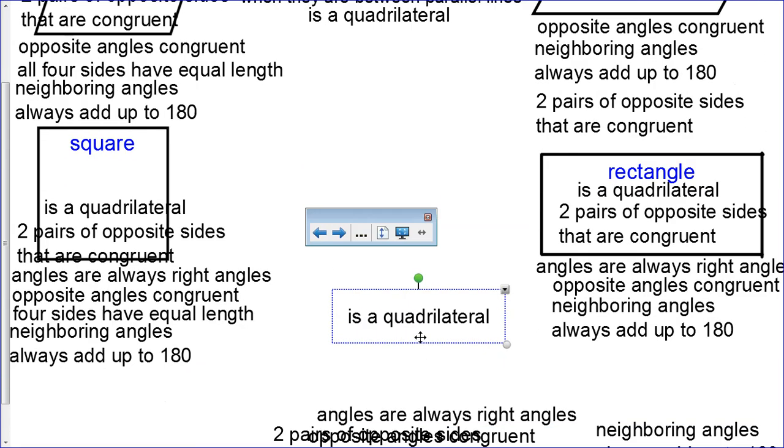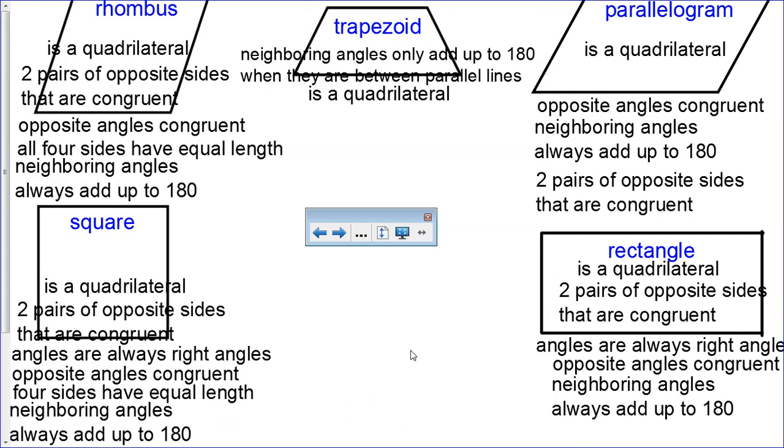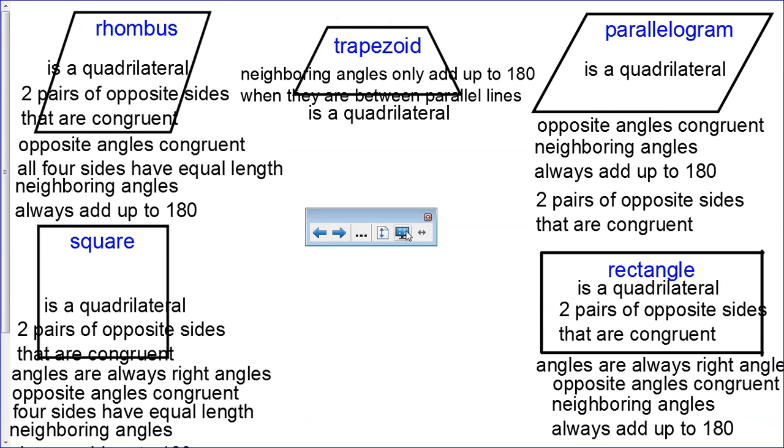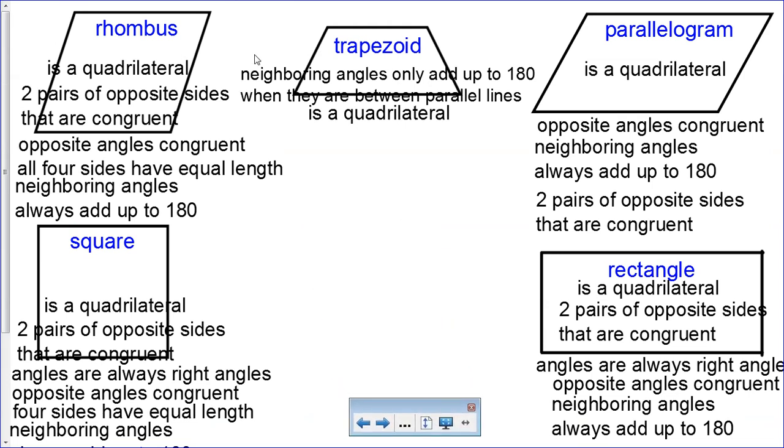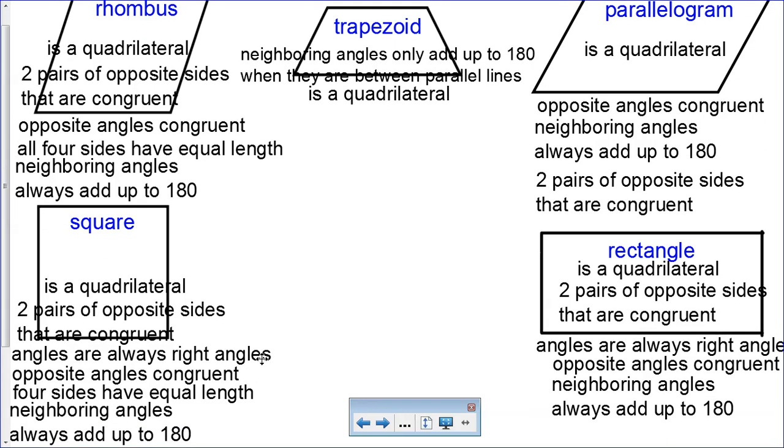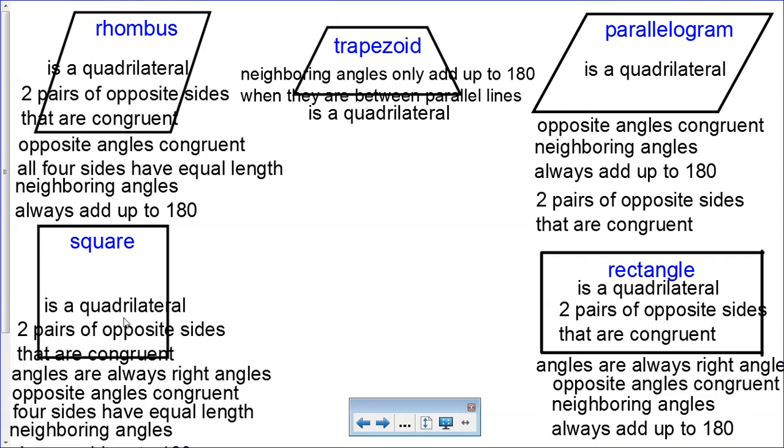And we're going to send this guy away down here. So if all of our shapes are quadrilaterals, we now see that these shapes have all these different properties, right? Neighboring angles that add up to 180. Four sides that have equal length. So you can feel free to pause this video on this particular slide to help you remember these properties as you complete today's assignment.